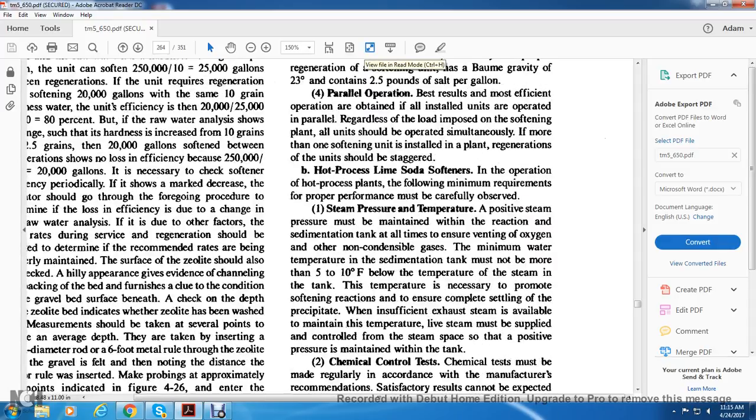B. The hot process lime soda. In the operation of a hot process plant, the following minimum requirements for proper performance must be carefully observed. 1. Steam pressure and temperature. A positive steam pressure must be maintained within the reaction of the sedimentation tank at all times, ensuring the venting of the oxygen and non-condensable gas. The temperature of the sedimentation tank must not be more than 5 to 10 degrees Fahrenheit below the temperature of the steam in the tank.